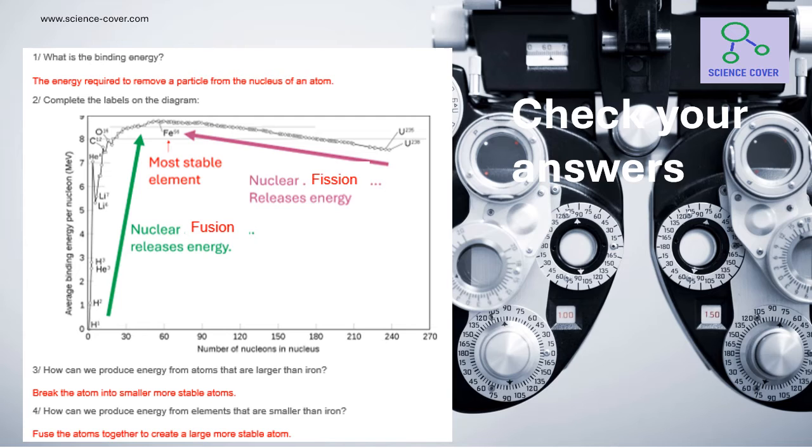How can we produce energy from atoms that are larger than iron? We need to break these atoms into smaller, more stable atoms. How can we produce energy from elements that are smaller than iron? We need to fuse these atoms together to create larger, more stable atoms.